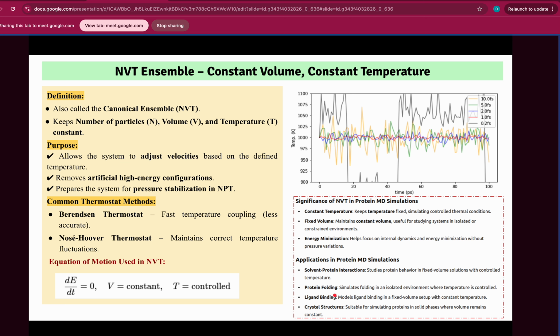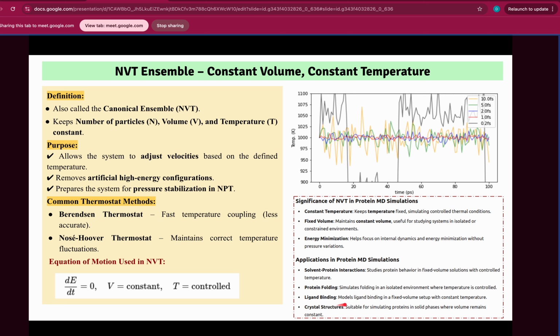Protein folding can be studied. It simulates folding in an isolated environment where temperature is controlled. When temperature is controlled, how the folding takes place. It is also possible that at a particular temperature only, with time, the protein gets folded. In our body, temperature does not change very much, so at constant temperature my proteins can get folded. In this way we can study how, at constant temperature, my protein shows its dynamics.